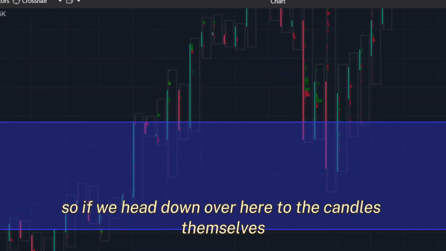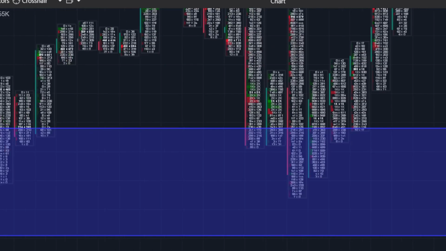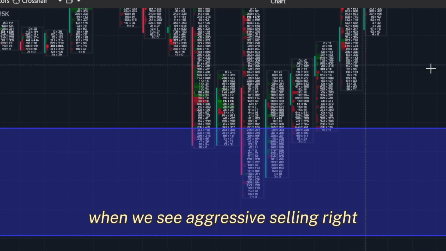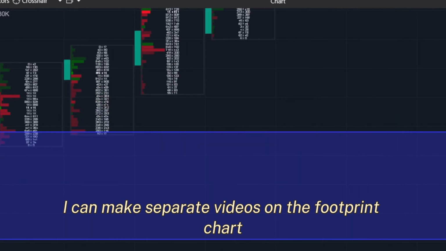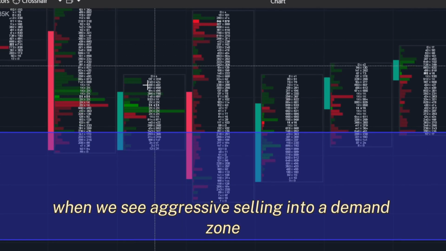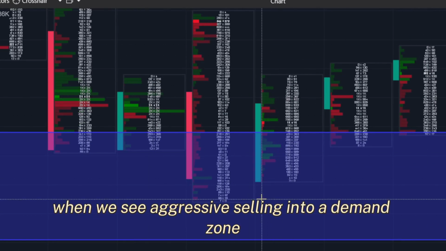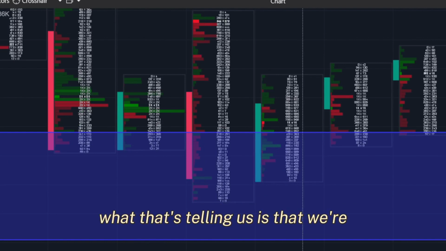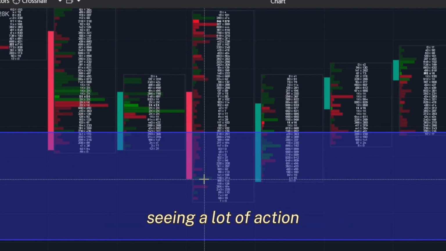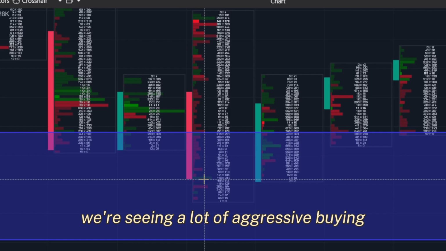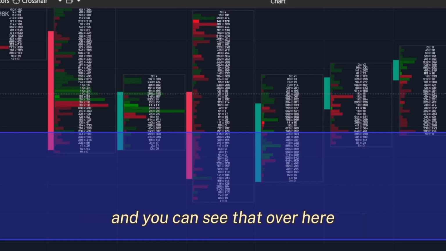If we head down to the candles themselves, when we see aggressive selling, I can make separate videos on the footprint chart if you like, but when we see aggressive selling into a demand zone, what that's telling us is that we're seeing a lot of action. We're seeing a lot of aggressive selling, but sellers are not actually being rewarded. And you can see that over here.